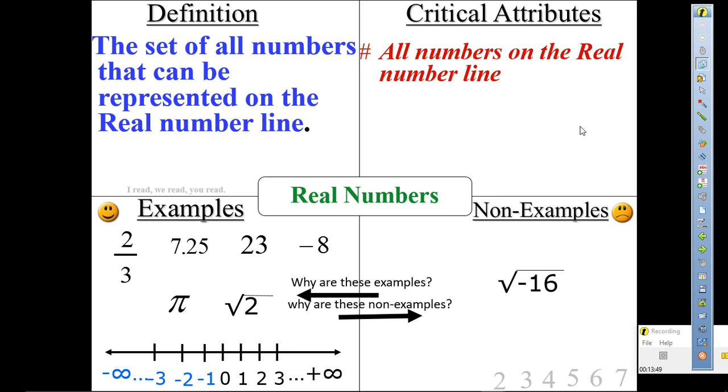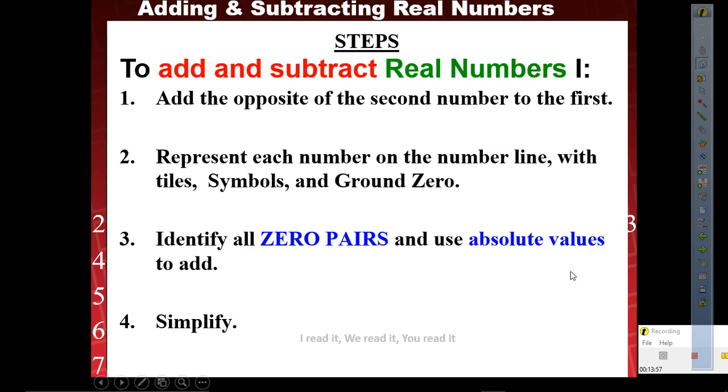Underneath your FAIR model, I want you to write steps, and I'm going to give you steps to follow for today and tomorrow. It says, to add and subtract real numbers, I add the opposite of the second to the first. Represent each number on the number line with tiles, symbols, and ground zero. Identify all zero pairs and use absolute values to add. And number 4, simplify. Copy those 4 steps, please.